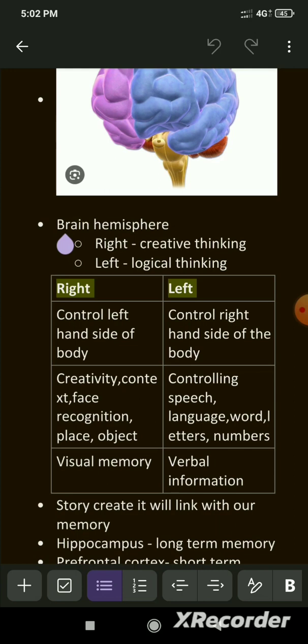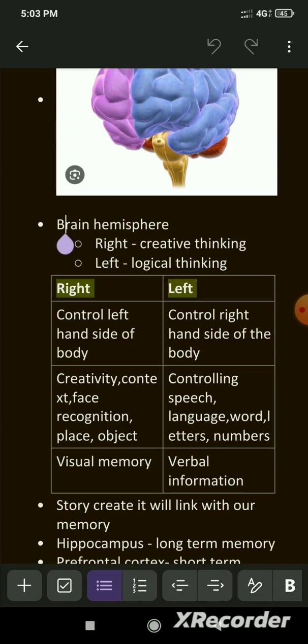The right hemisphere is responsible for creativity, context, face recognition, places and objects. If we are recollecting a person we already met, that is linked with the right brain, and the names of objects and places are also linked with the right side of the brain.